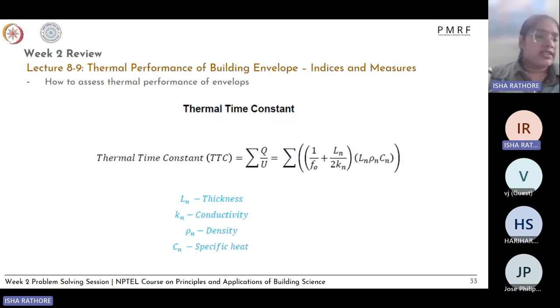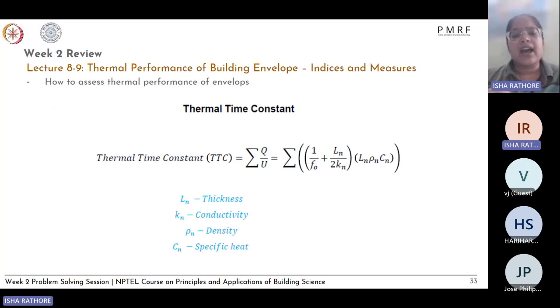So moving on, thermal time constant is another indicator which is used for measuring the thermal performance of building envelope. This is basically the amount of time it takes for the heat to go from outside to inside. So thermal time constant, also known as TTC, is expressed as the sum of Q by U. Q is the heat divided by the U value, and it's a little complicated to understand in terms of the equation.